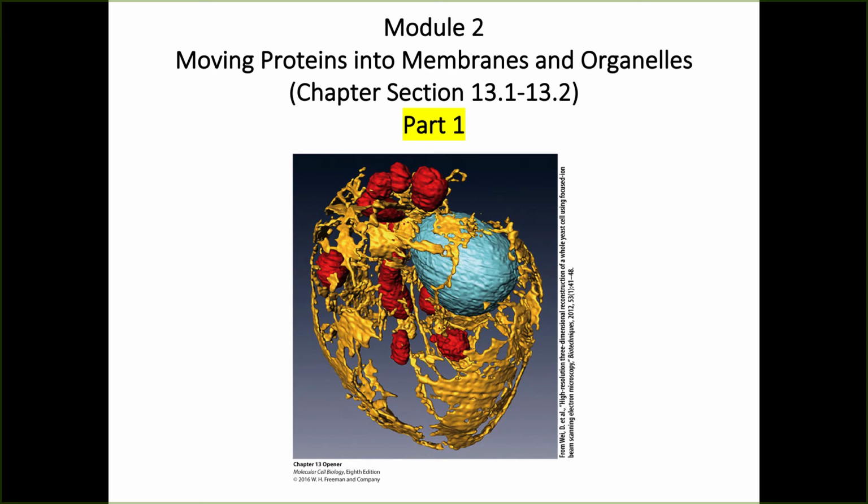Let's start Module 2. You will see a little bit different names: in your syllabus it says endomembrane. Endomembrane is where these proteins are going to be synthesized, and then moved into specific membrane organelles. It's the same thing. So this is basically protein trafficking.